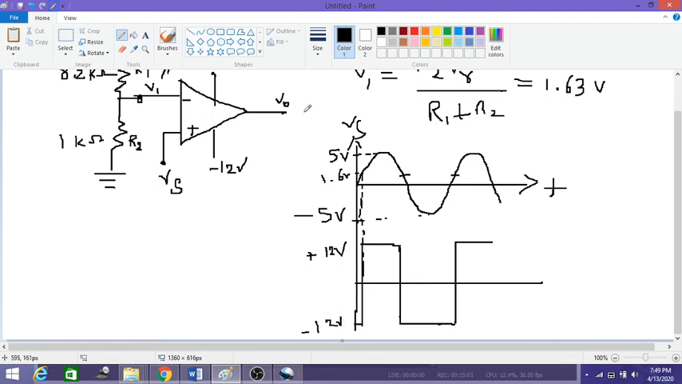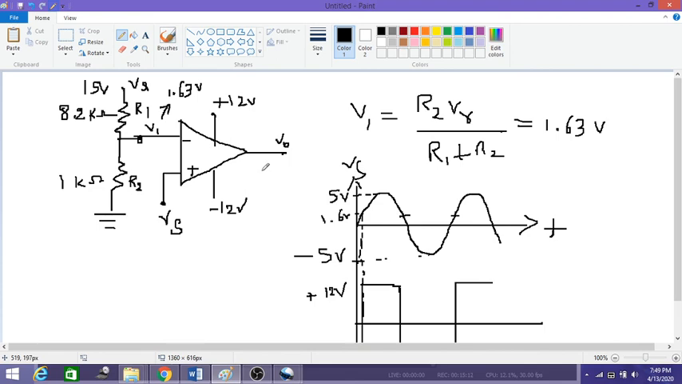Like this you can generate, or convert these voltage values into logical values, either logic 0 or logic 1. Then it is called a pure comparator circuit.